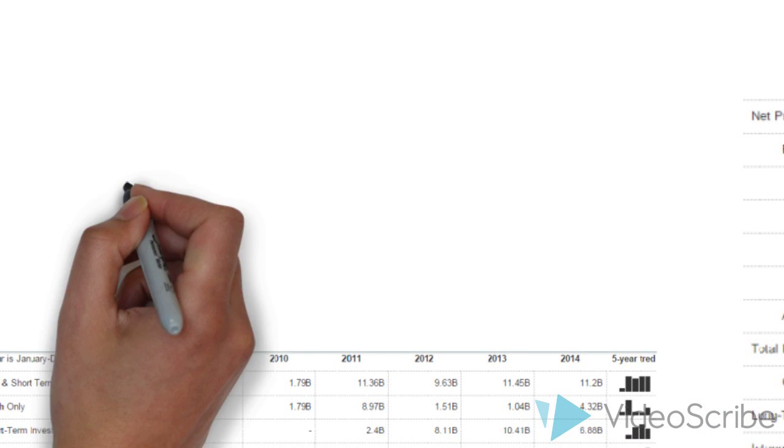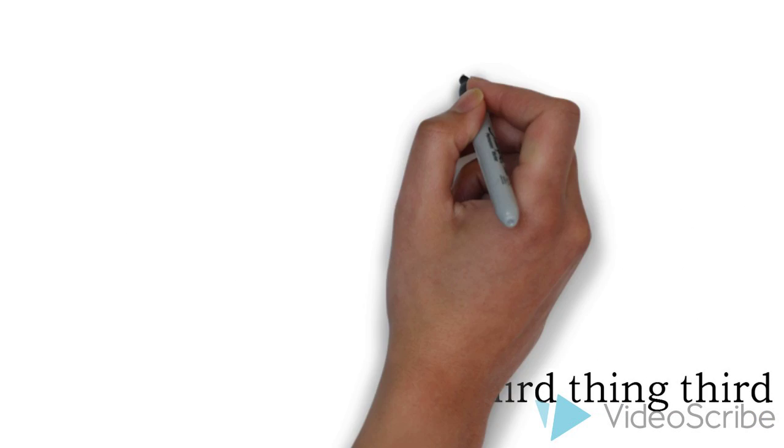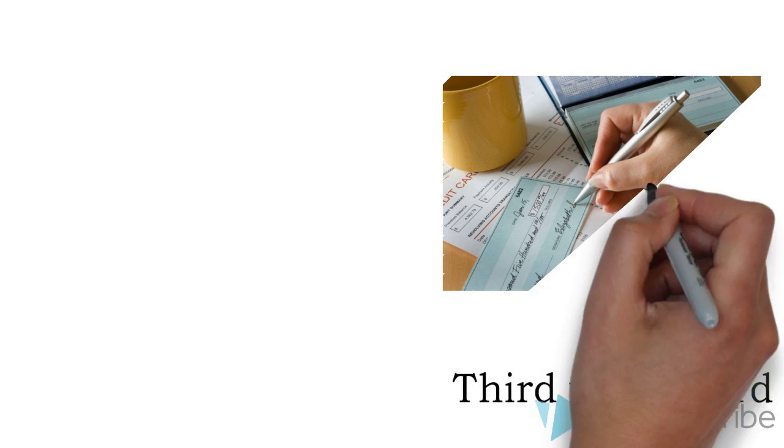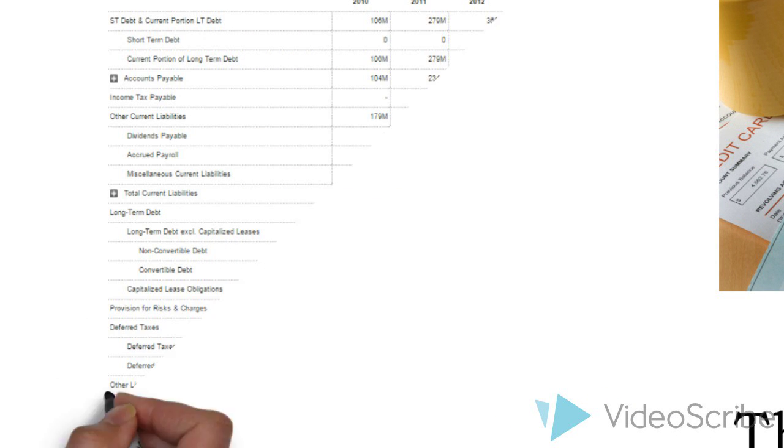Third thing third. Current liabilities are what a company owes to its creditors and suppliers. It's the bills they have to pay. There are quite a few categories of current liabilities. One of them is accounts payable. Like mentioned earlier, this is the money a company owes to whoever. Short-term notes and long-term debt are also current liabilities.